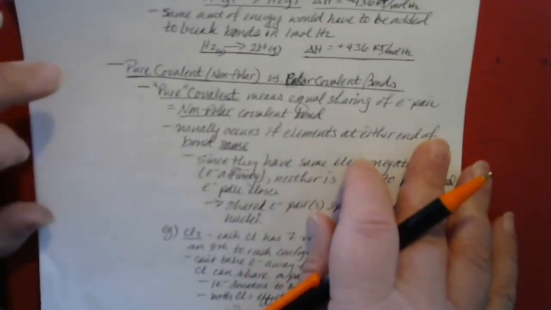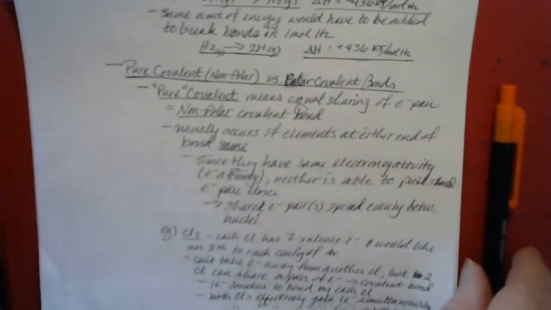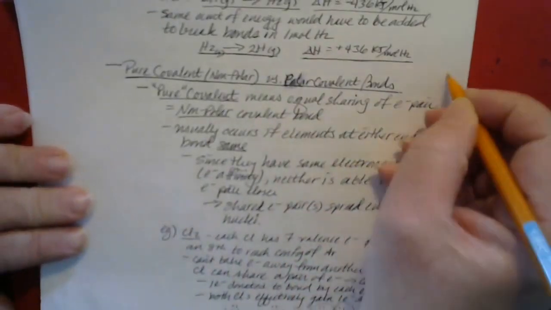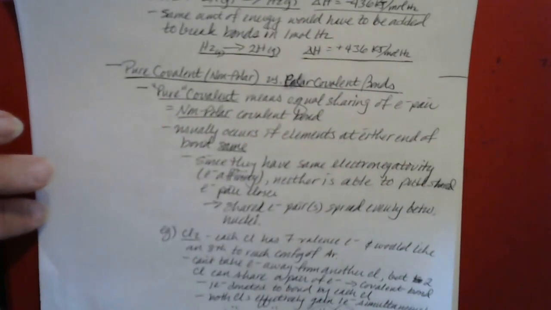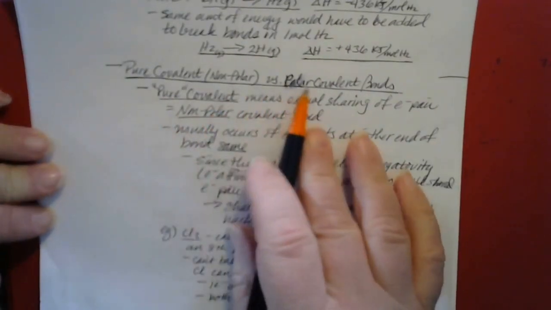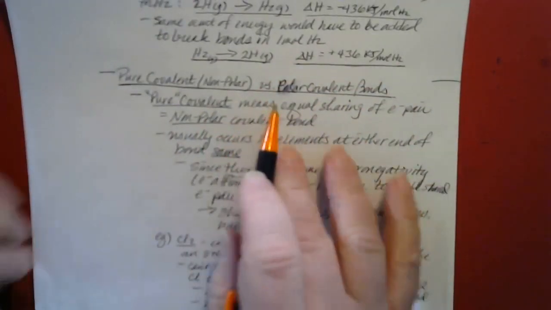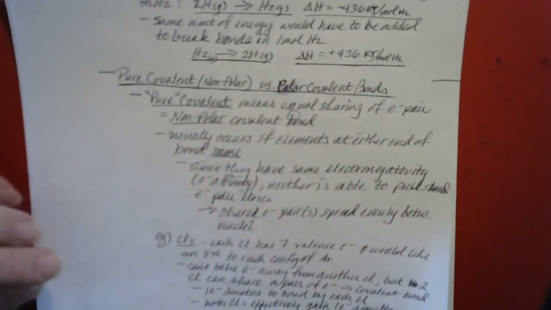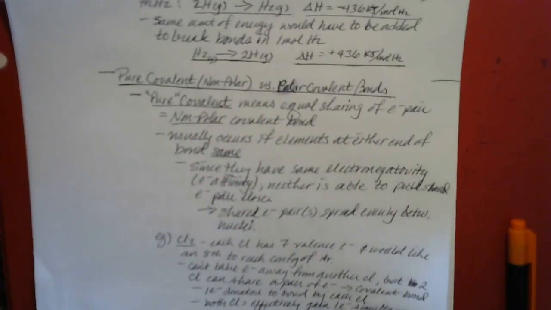Okay, so the next topic, which we'll cover next time, will be pure covalent, that is non-polar covalent, versus polar covalent bonds. We've already talked somewhat about the difference between them, but we'll get into more detail next time. And I guess that's it for today. So I'll see you next time.